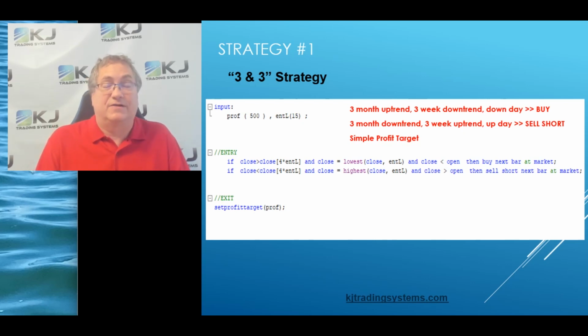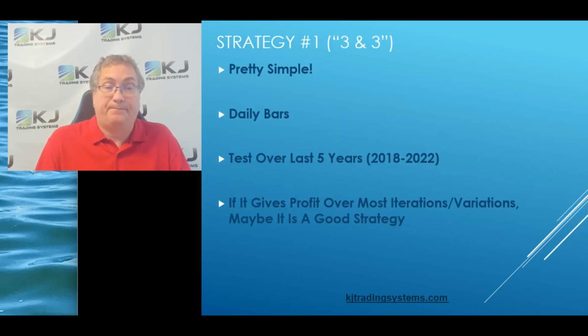It's pretty easy to understand, at least for me it is, and for most people who just look at that. You've got your close above a certain close a certain number of bars ago, and then your close is the lowest close of the last certain period, and then your close is less than the open of that bar, then you buy the next bar. I use this with daily bars.